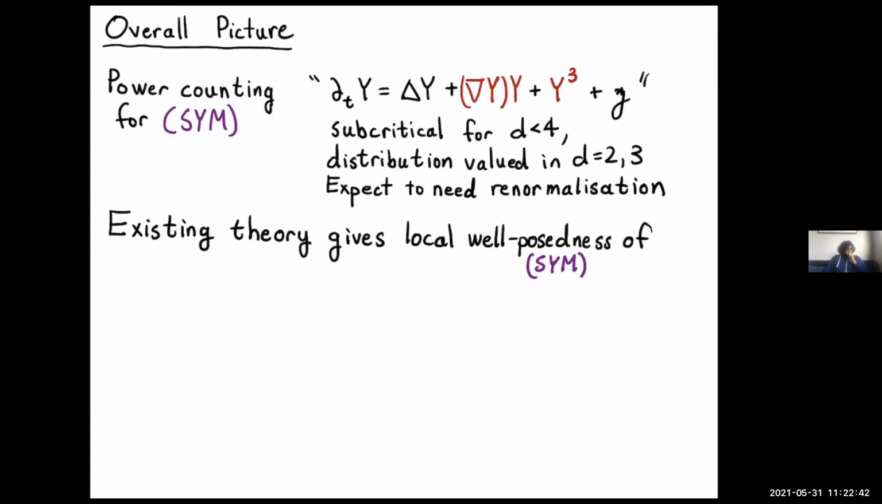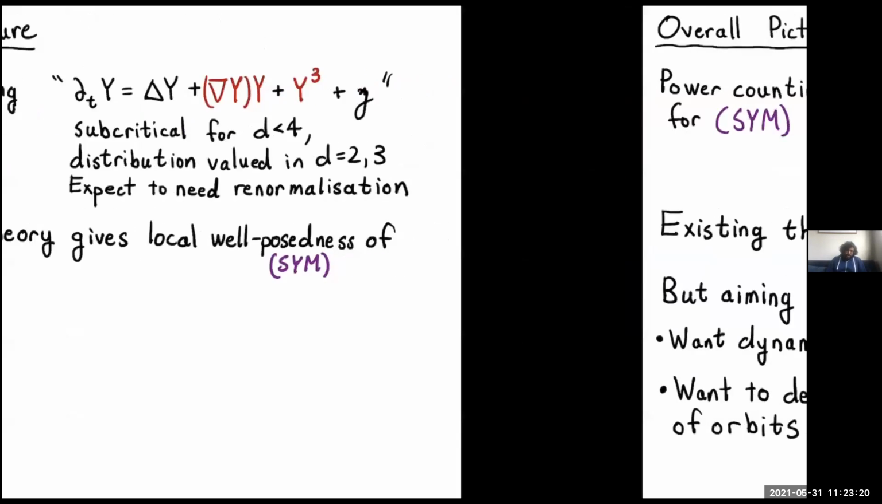So the existing theory gives us a certain type of local well-posedness for this equation. If you look at the paper with Ilya, Avon, and Martin, we have this kind of black box theorem that just says, okay, give me the equation, here's your local existence. One way to think about that is we have a local well-posedness for certain types of perturbations of a stationary free field. So that you just get for free, but that's not quite good enough.